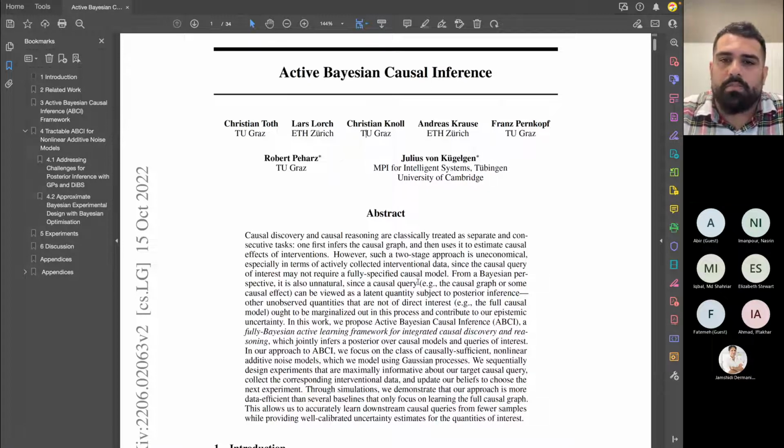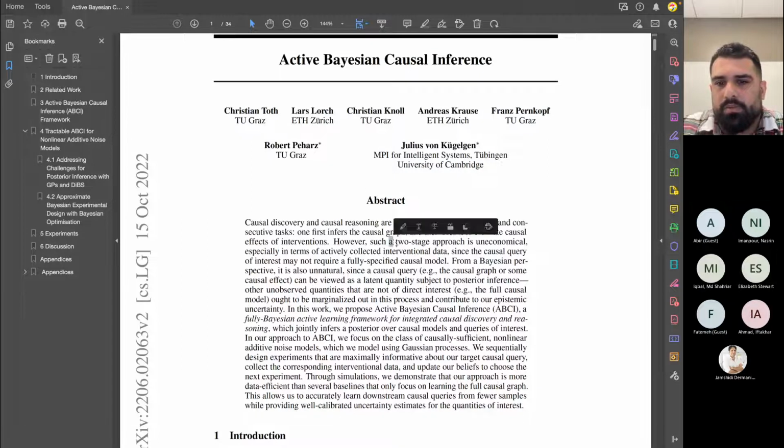So they developed an algorithm that would do two things. One is to learn the causal graph, and also perform interventions and quantify the causal relationship between different nodes and be able to obtain interventional data from the graph. So as they explain here, in their two-stage approach, one of them is inferring the causal graph and then estimating the causal effect of interventions. That's how they do it.